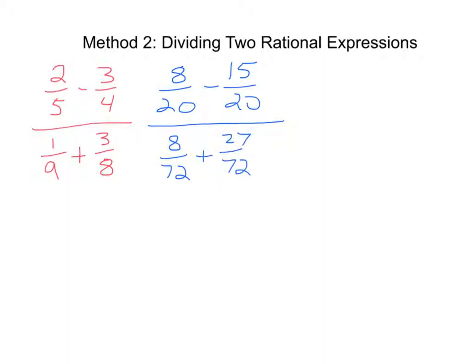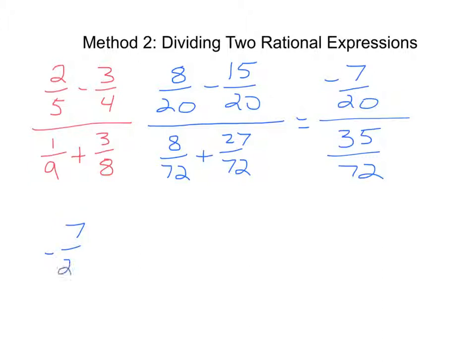And now I'm going to combine these fractions. And so we're going to have a negative 7 over 20 in our numerator, and then we're going to get a 35 over 72. Now we have a fraction divided by a fraction, and our rules say that we flip the second fraction and multiply them together. So we would have negative 7 over 20 times 72 over 35.